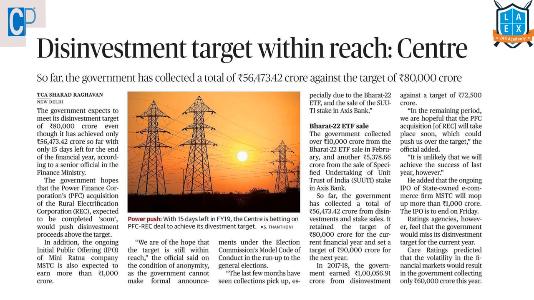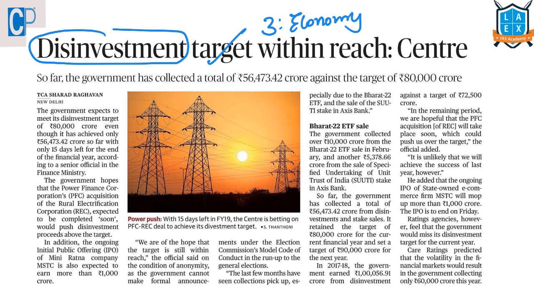The next article is Disinvestment Target Within Reach. This article comes under GS paper 3 under the topic of economy. From this article, we are going to see three things: what is meant by disinvestment, what is meant by an initial public offering, and also the Bharat 22 exchange traded funds.